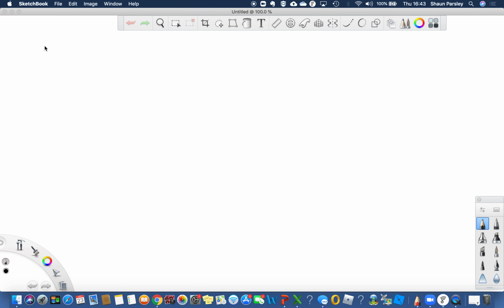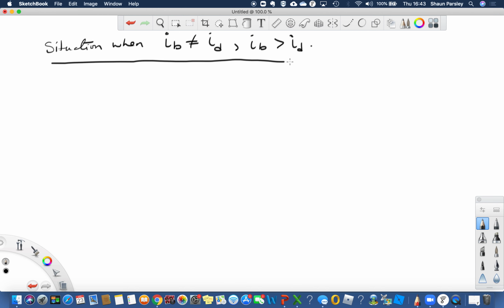Right. Now we're going to come up with a scenario where, so the situation when I borrowing does not equal I deposit, and further, I borrowing is greater than I deposit. So what did we do here? So depending on whether your project is in deficit or not, will determine which interest rate you discount things out or accumulate things out.